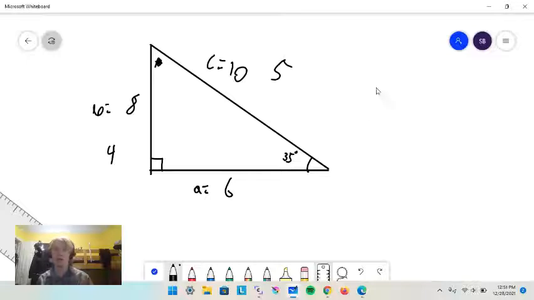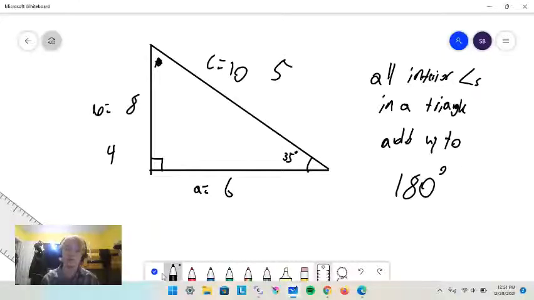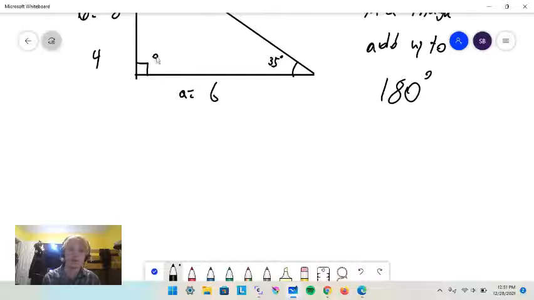So all, excuse my handwriting, interior angles in a triangle add up to 180 degrees. So if we have a 35-degree angle, and this box always represents a 90-degree angle, 90 plus 35 plus, we don't really know, equals 180 degrees.